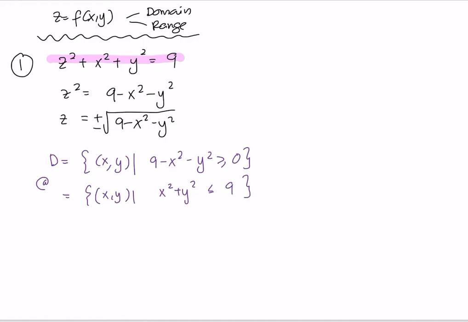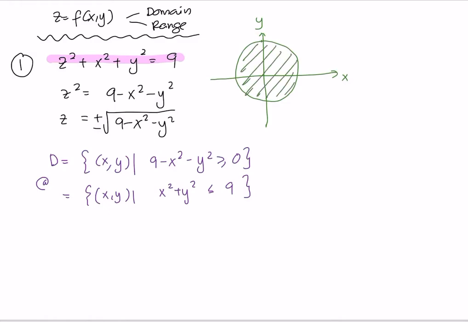Alright, so now you can sketch it. It is x squared plus y squared in the x and y axes, with a radius of 3. So this is your domain. It is less than or equal to 9, so it's inside the circle, from minus 3 to 3.